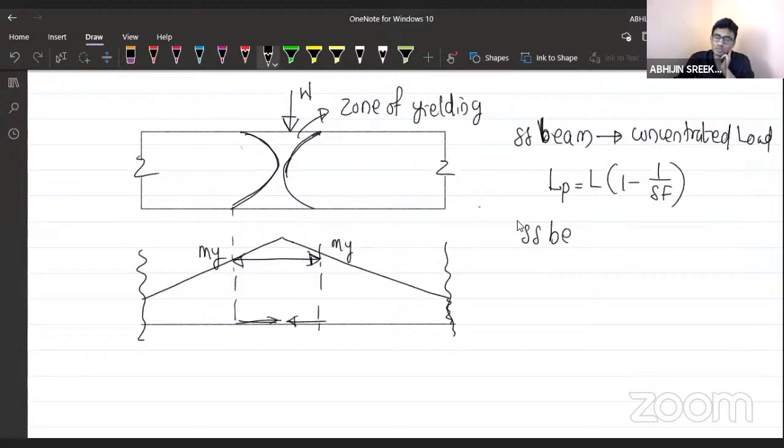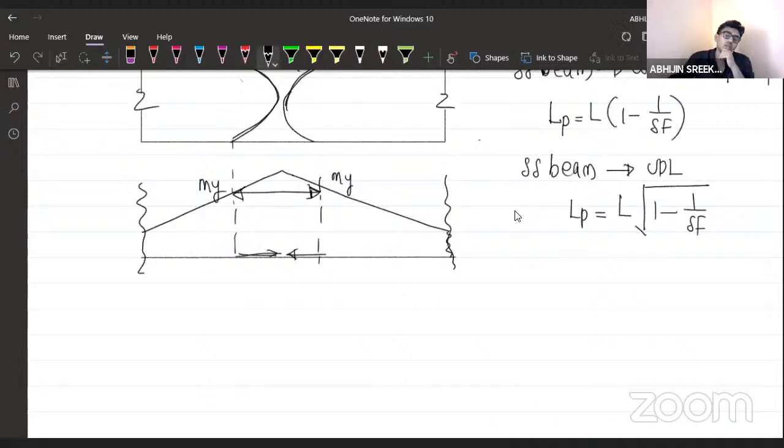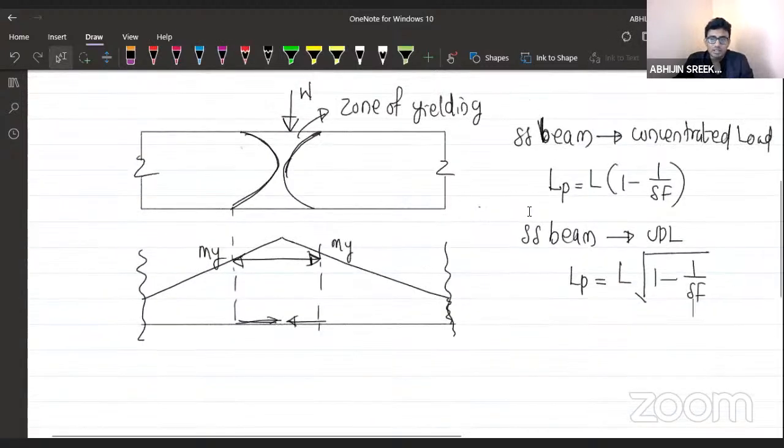So this will be the equation for calculating the length of the plastic hinge. For a simply supported beam, if the loading is UDL, or uniformly distributed load, what will be the length of the plastic hinge? What will be the difference? Yes, LP equals L root of (1 minus 1 by shear factor). This will be the equation, right? So there will be a root. That's the only difference. Exactly. Very good, Mahadeva. Right, this is the answer. This is the equation we are using to calculate the length of the plastic hinge.